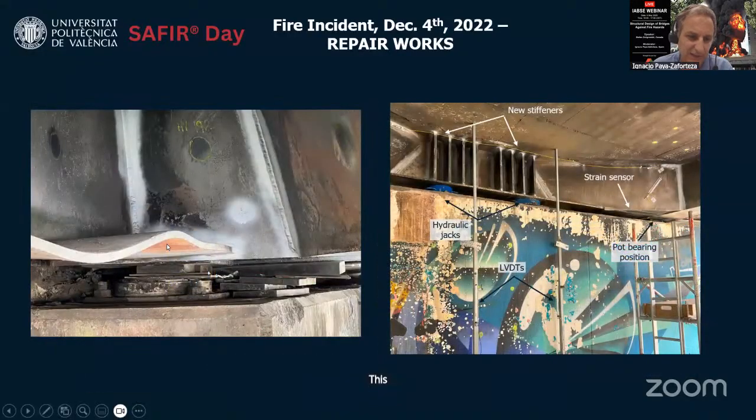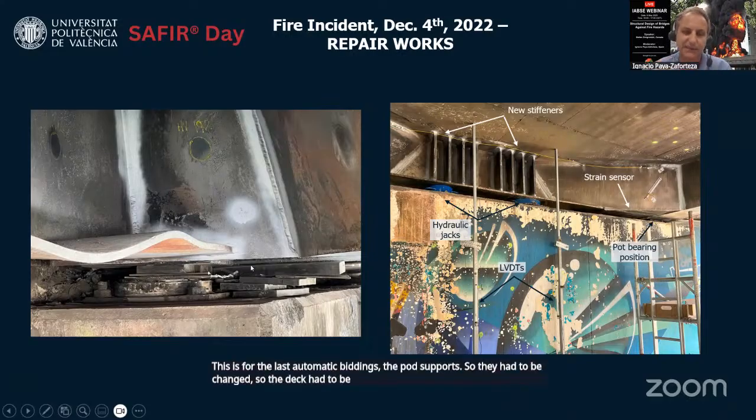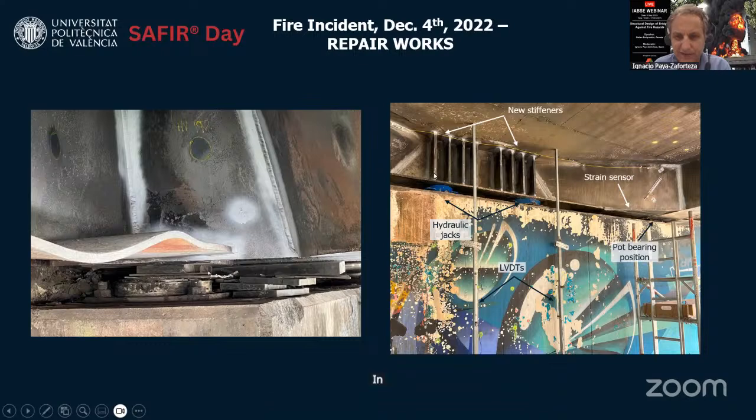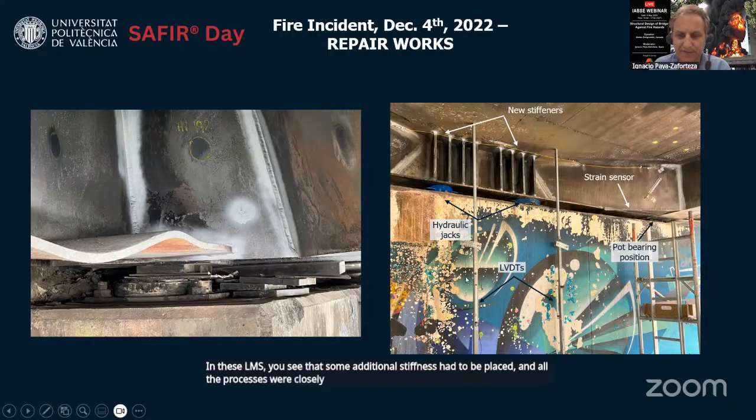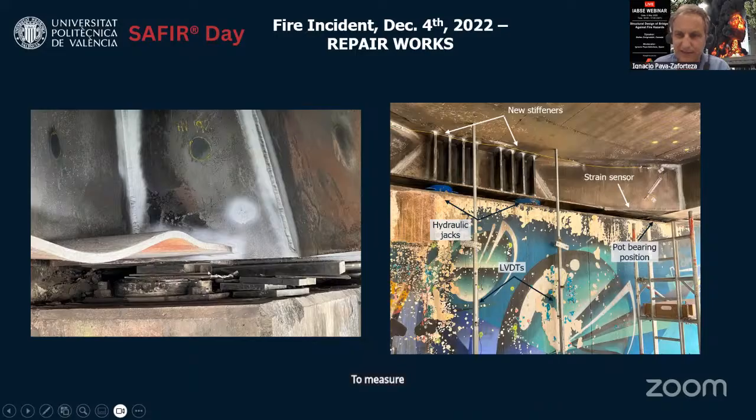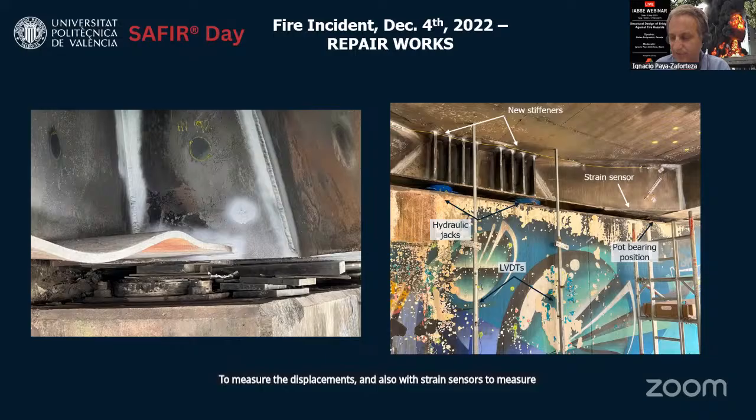This is for the elastomeric bearings, the pot supports. So they had to be changed. So the deck had to be lifted. And this is what you can see here. Those are the jacks that are lifting the deck. And in order to not introduce any web buckling in these elements, you see that some additional stiffeners had to be placed. And all the processes were closely monitored with LVDTs to measure the displacements, and also with strain sensors to measure unitary strains and the stresses in the structure.